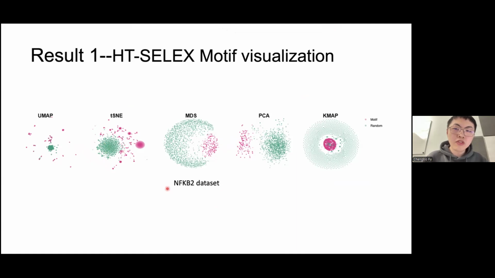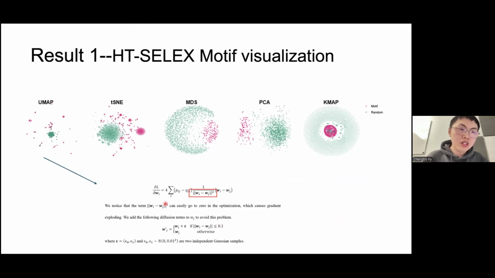So the main reason comes from the peculiar nature of the kmer space. Kmers use Hamming distance as a metric, which means the entire space is discrete and finite, right? And you only get a limited set of discrete distances ranging from 0 up to k. So that will lead to distance calculation problems and gradient computation problems. If you look at the gradient term of UMAP, you will see there is a term (wi minus wj) squared, and since the data contains many identical kmers, the distance between them is 0. So that means this term can easily go to 0 in the optimization, which will cause gradient exploding.